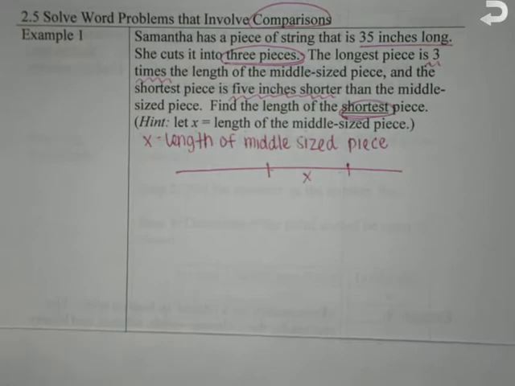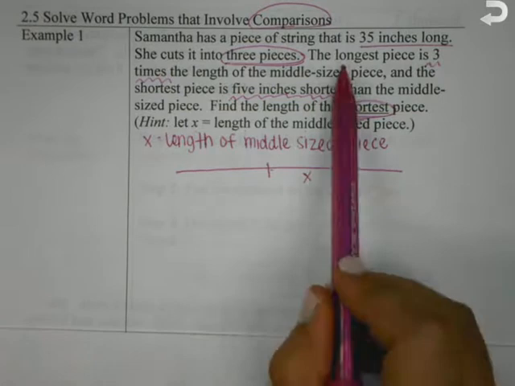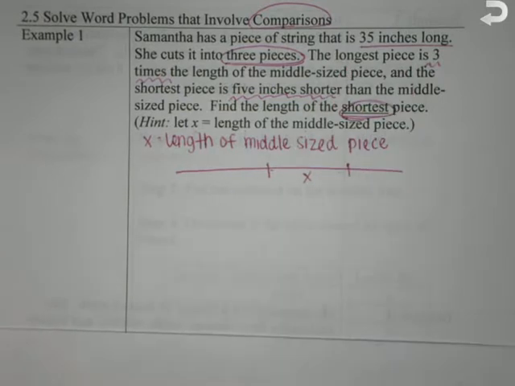How long is the longest piece? What does it say? The whole thing is 35 inches. What does it say about the longest piece? It's 3 times longer than the middle. So how would I show that? 3x. So this longest piece is 3x.